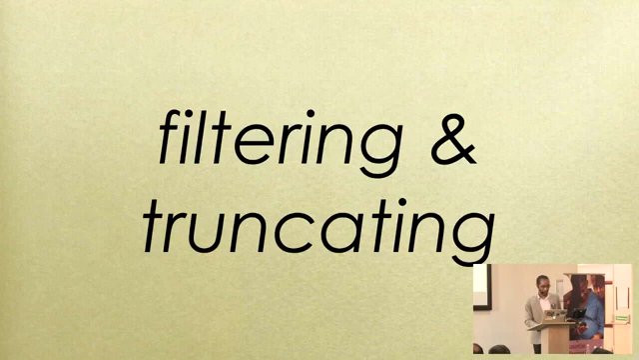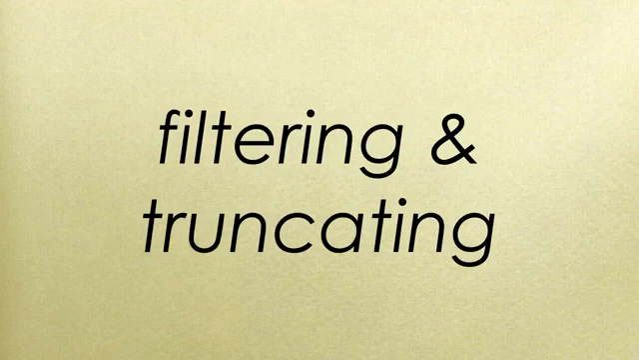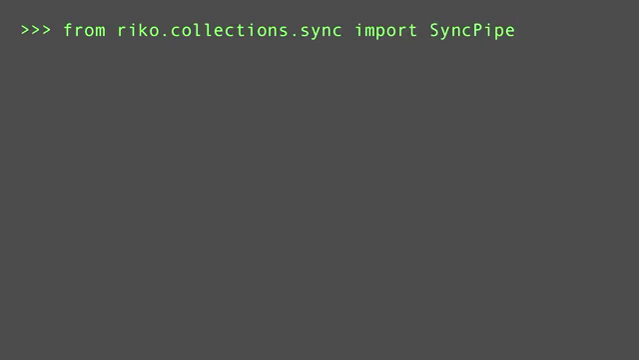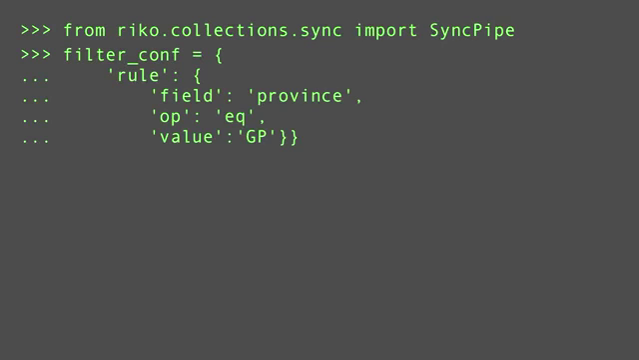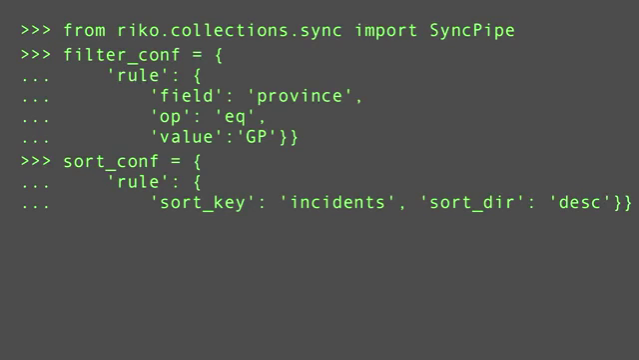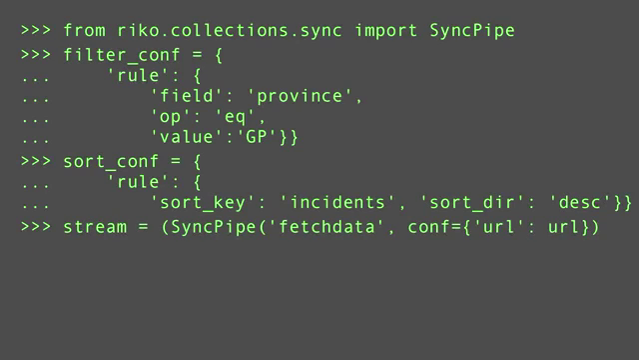Okay, so now we're going to show a couple of different things we can do. First, I'll just show you how you can filter and truncate. And here, again, since we're going to be doing method chaining, we're importing this sync pipe class. So first, what you want to do is you have your filter configuration. And here, we just want to filter where the province is GP. And then we're going to sort it, and we want to sort it by the number of incidents. And so here it is.